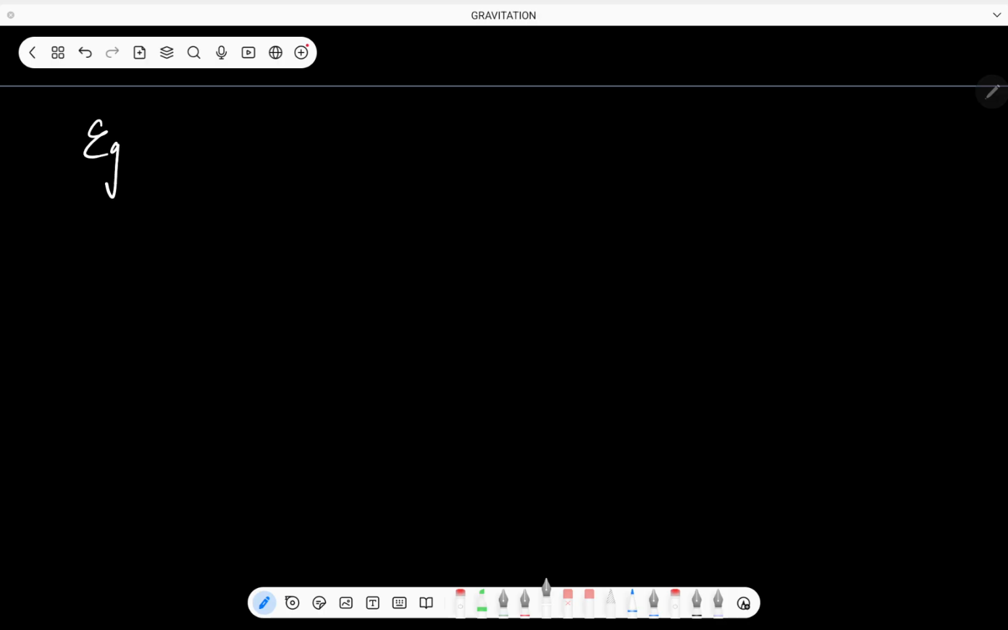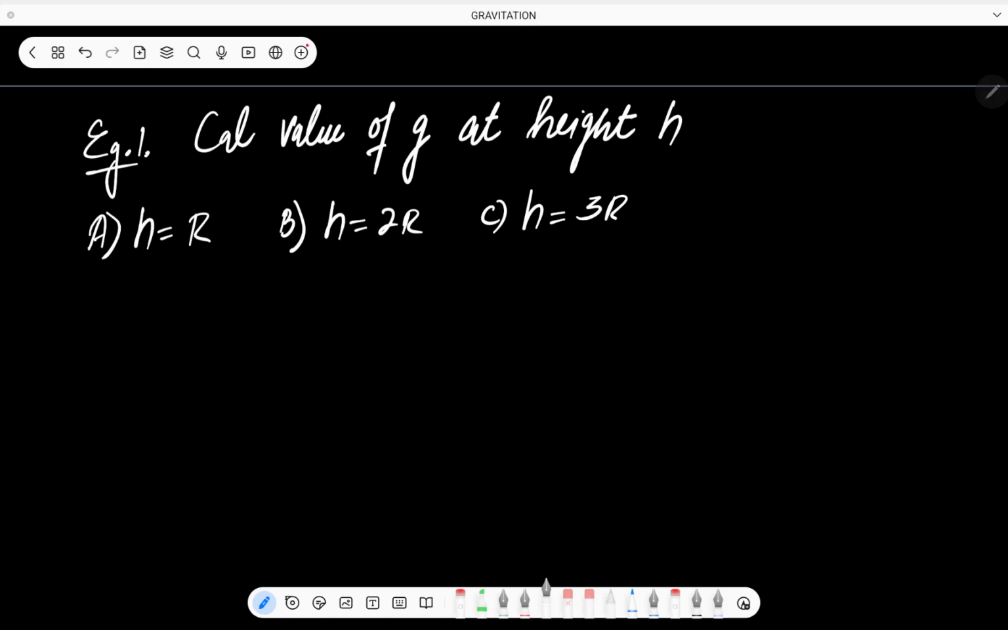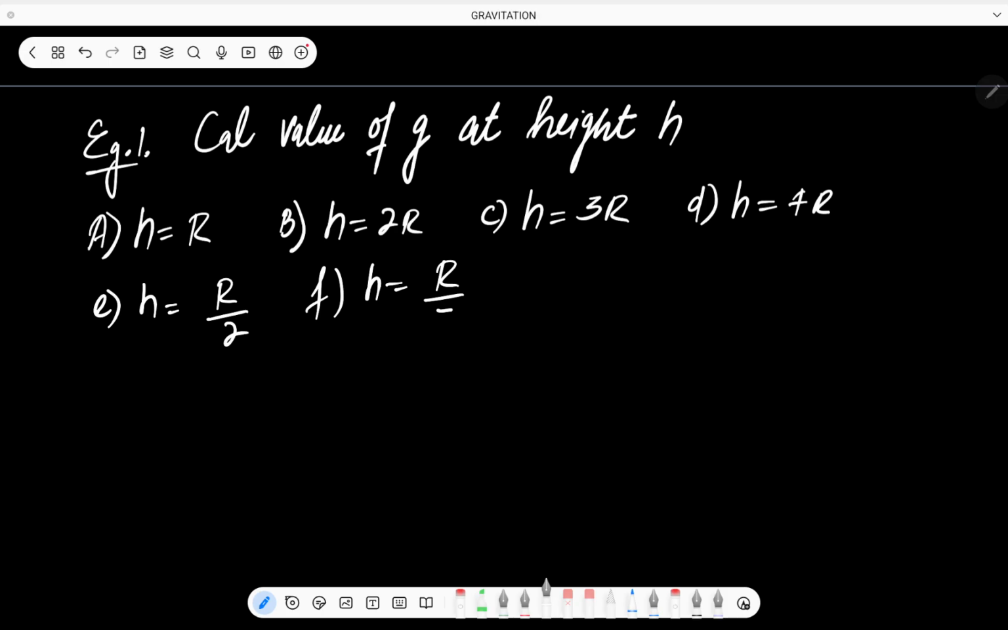Example number 1: calculate the value of acceleration due to gravity at height h. Part A: this h is given to us, it is equal to r. Part B: h is equal to twice r. Part C: h is equal to 3 times r. Part D: h is equal to 4 times r. Part E: h is equal to r divided by 2. Part F: h is equal to r divided by 3.